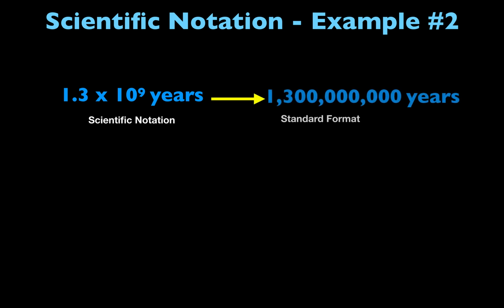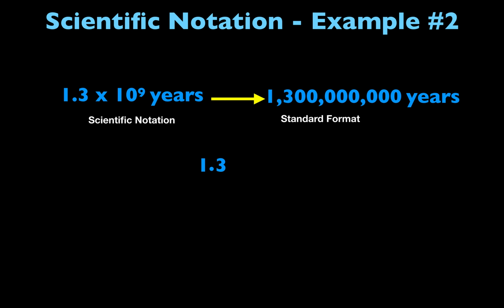Let's just look at one more example. Here we have a larger number, 1.3 times 10 to the 9th years. In standard format, that's going to be 1,300,000,000 years, or you can also simplify that to 1.3 billion. That's a really long time.